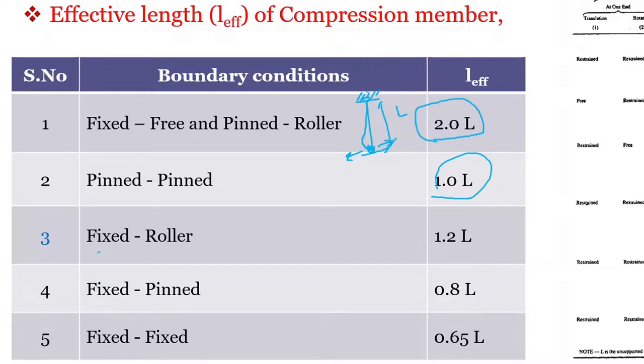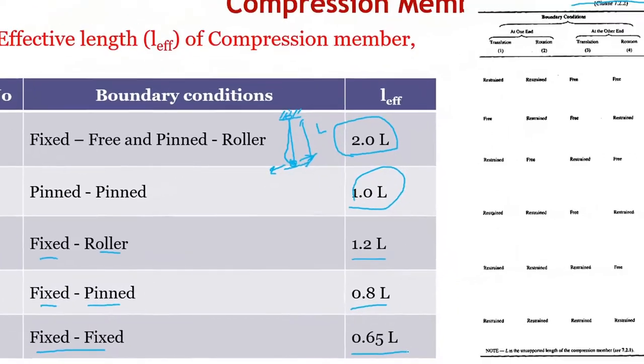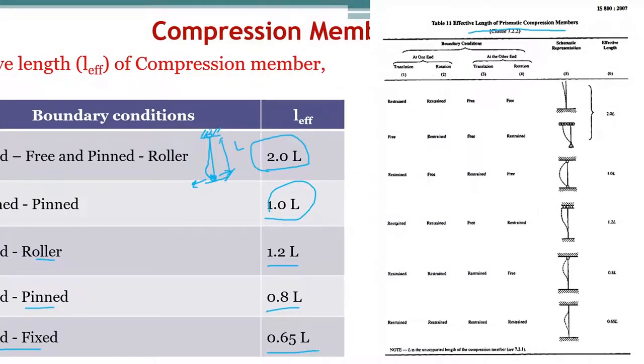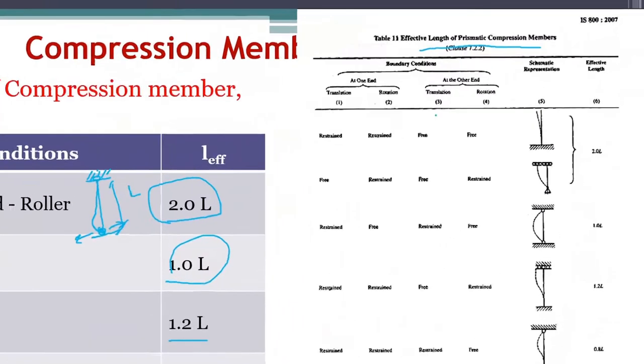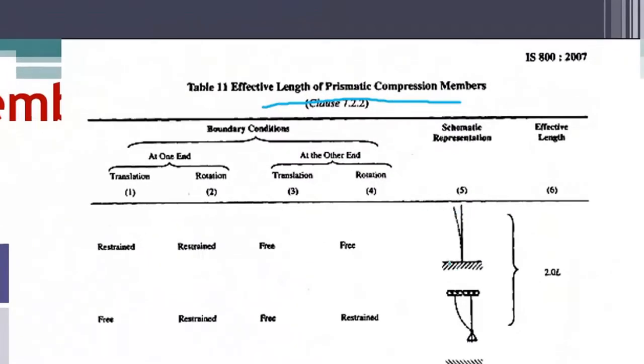If one end is fixed, other end is roller, then effective length is 1.2L. One end is fixed, other end is pinned, then its effective length is 0.8L. Both the ends are fixed, then its effective length is 0.65L. This value of effective length is taken from IS 800-2007. If you look at the table, they have even given it with a clear picture. So here is the column. One end is fixed, other end is free.